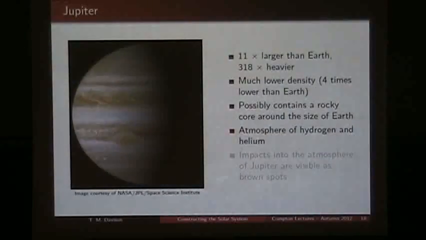So, first of all, just outside the asteroid belt, we have Jupiter, so it's the closest of the giant planets to the Sun. It's 11 times larger and about 300 times heavier than the mass of the Earth. But it has a much lower density. It's around 1/4 of the density of the Earth. And it's thought that it possibly contains, or probably contains, a rocky core around the size of the Earth in the centre of the planet here, and then it's surrounded by this large atmosphere of predominantly hydrogen and helium.